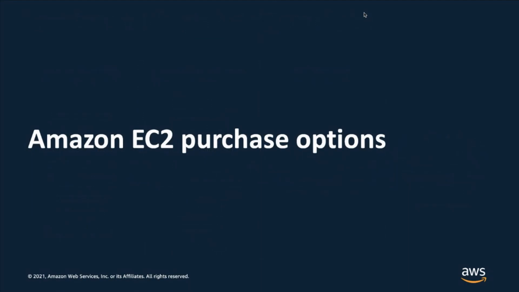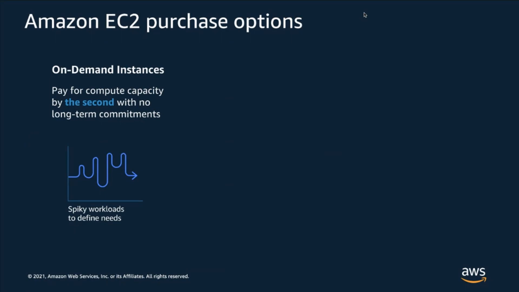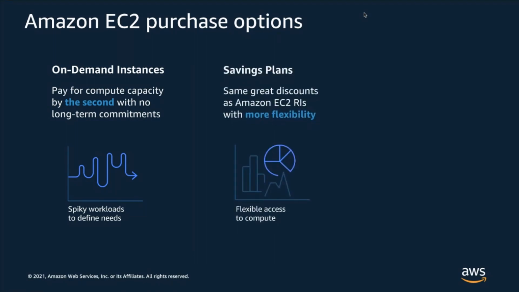And so this leads us to different ways to purchase that broad platform. Over time, Amazon EC2 has developed multiple purchase options for you to choose from to find the right fit for your particular workload. So let's walk through these here for a moment. You have the option to choose on-demand instances as your purchase option, which means you pay for compute capacity by the second with no long-term commitments. And this is great for your spiky workloads that you're still defining your long-term needs for, your experimental workloads, et cetera, et cetera.